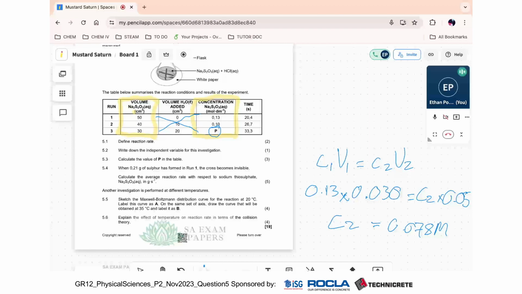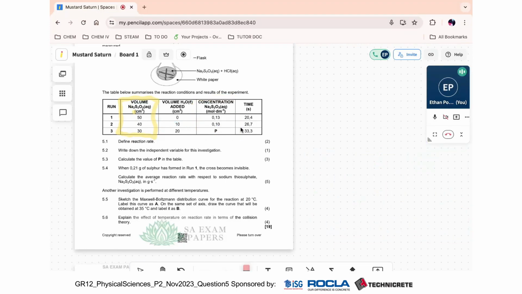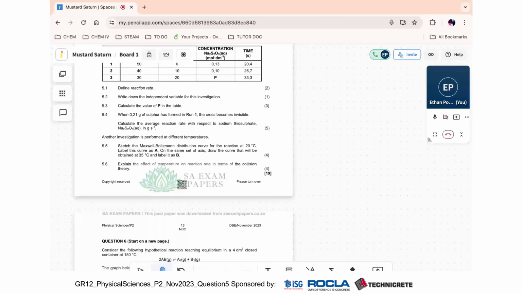This is pretty straightforward. It's just a matter of deciding which way you can do it. You don't have to use the numbers from run 1. You can use the numbers from run 2 and then just cross multiply to get the unknown. You can set it up whichever way. So I've just shown the one way, but there are a lot of other ways that this can be done. All right. So maybe let's just write this down for future. So we said 0.078. We might need this later.